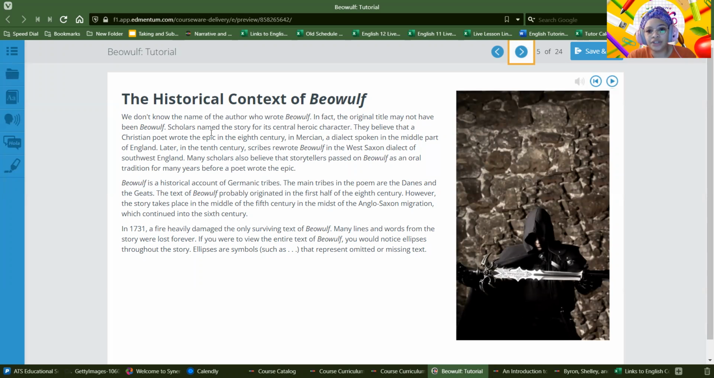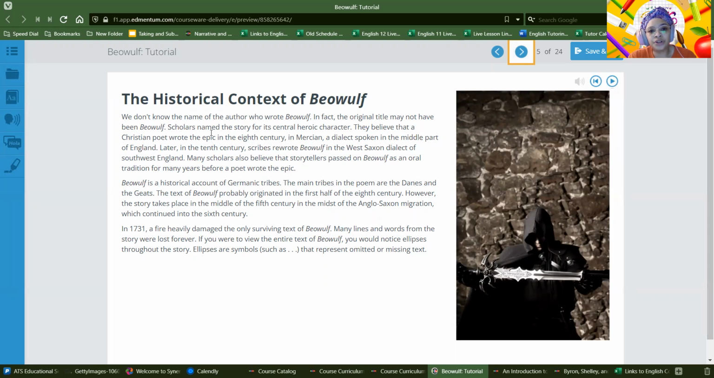Many scholars also think that storytellers passed on Beowulf as an oral tradition before the poet wrote the epic. The reason why it's important to tell you that is because some of the ways that the writing is done is to try to put down something that was passed from person to person through speeches. Like in movies, sometimes when people gather around a campfire and tell stories, that's how people used to pass down stories back in the day, before people were writing a whole lot and way before the printing press was made. So what is Beowulf about?